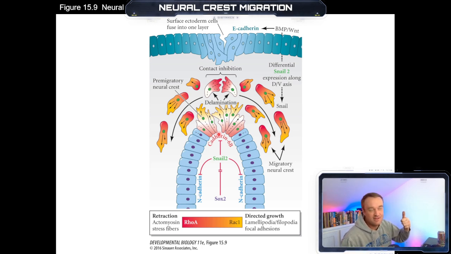So let's step back again. BMP is high and WNT is medium. We talk about these gradients all the time, right? In this situation, SNAIL2 is activated. A lot of SNAIL2 happens. This represses the cadherin and causes cadherin 6B to be expressed, which activates RHOA and these actomyosin stress fibers. So now we have no cadherin, and we've activated RHOA in these fibers to allow them to delaminate and be free, right, and go where they want to go. Okay.